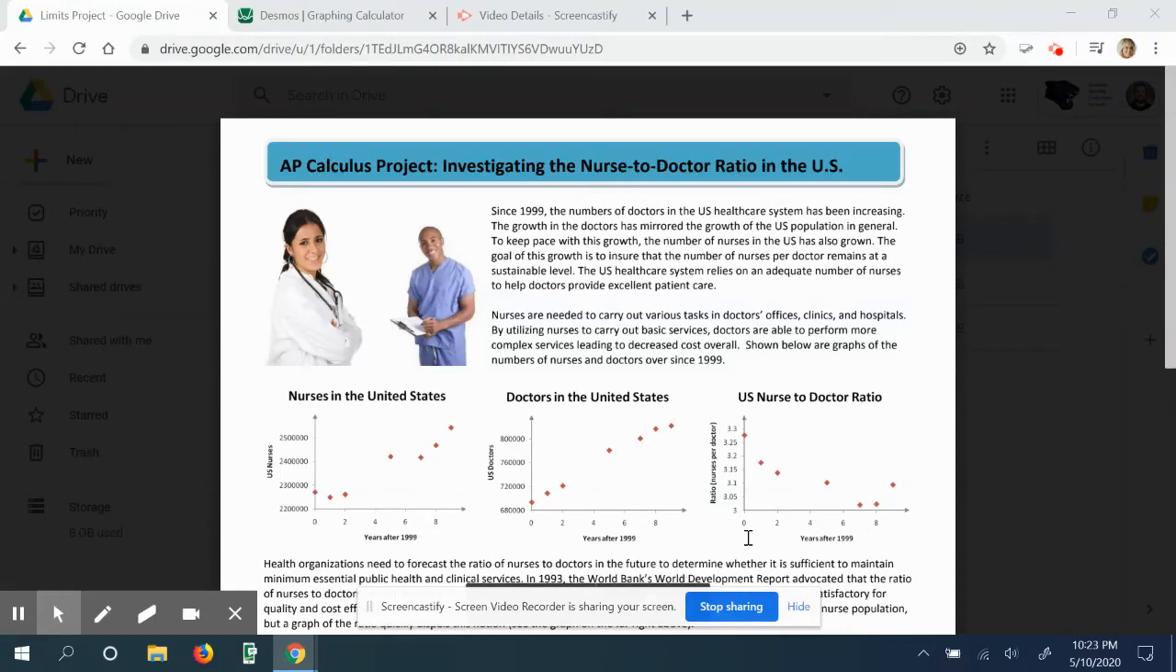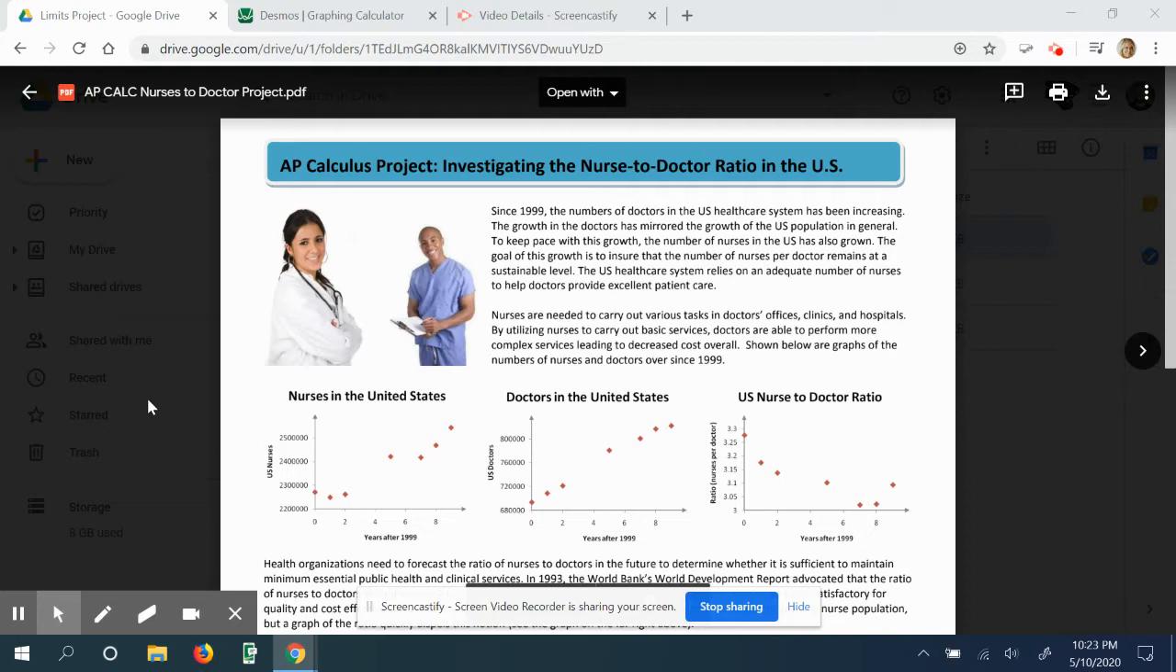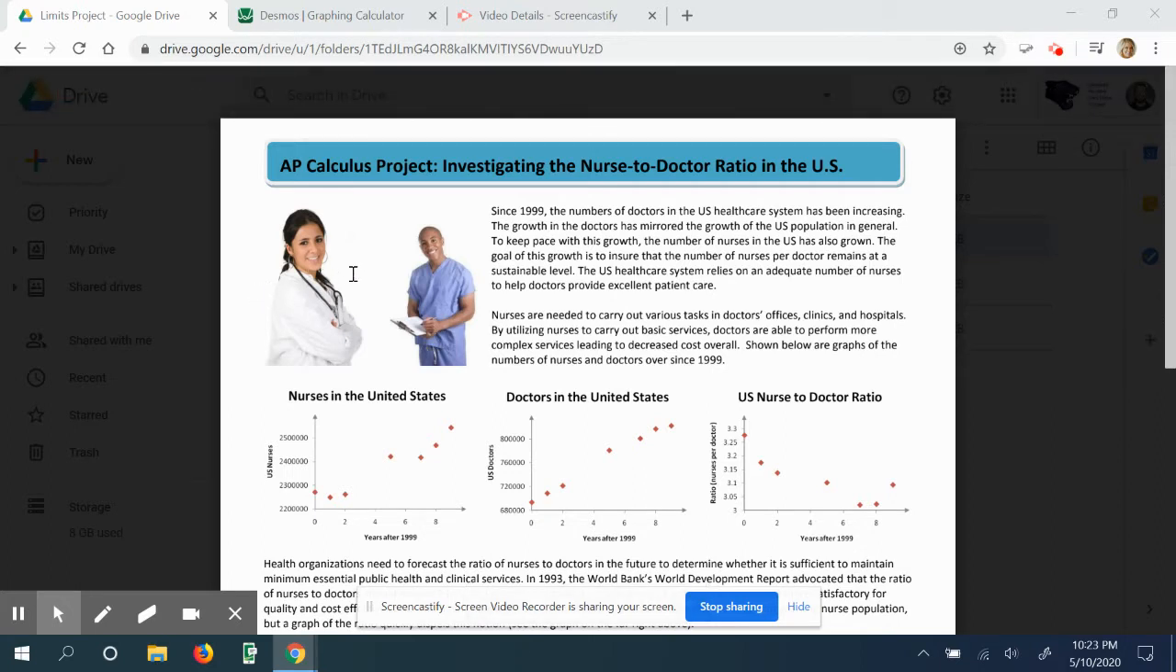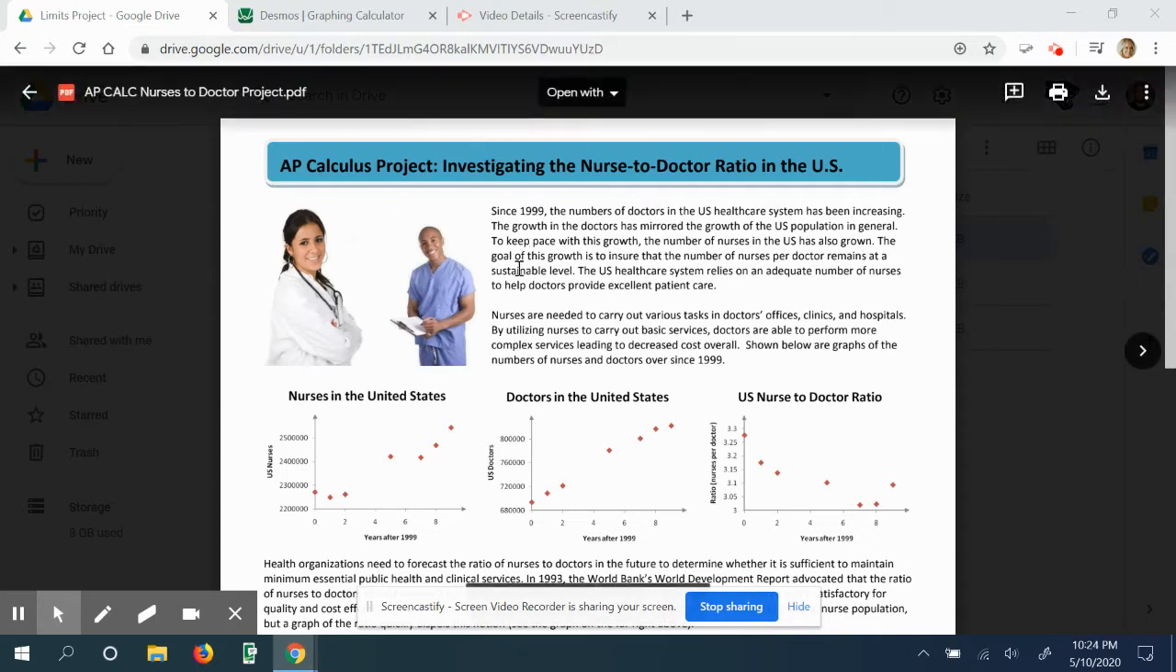Well, welcome to the final 2 weeks of your senior math class. And so, what we're going to be doing for our final capstone project is an investigation that includes basically what we've been talking about, which is limits and continuity. So, here's your problem, and you can kind of read it.